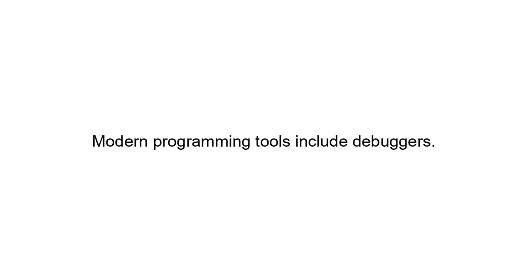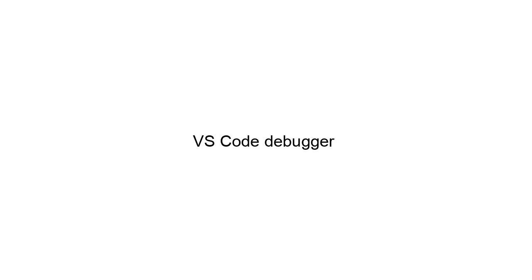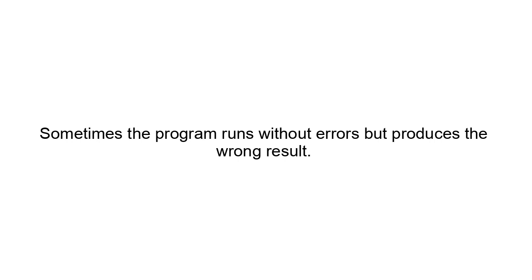Step 6. Use debugging tools. Modern programming tools include debuggers. Examples, VS Code Debugger, PyCharm Debugger, IntelliJ Debugger, Chrome Developer Tools. Debuggers allow programmers to pause execution, inspect variable values, and execute code line by line. This helps locate bugs more precisely.